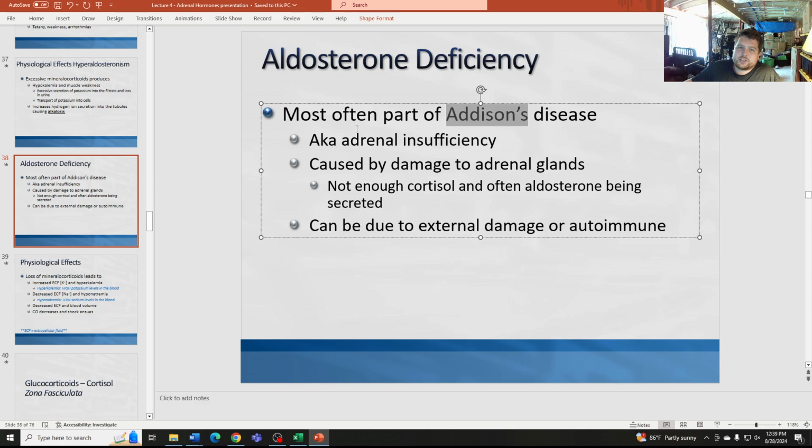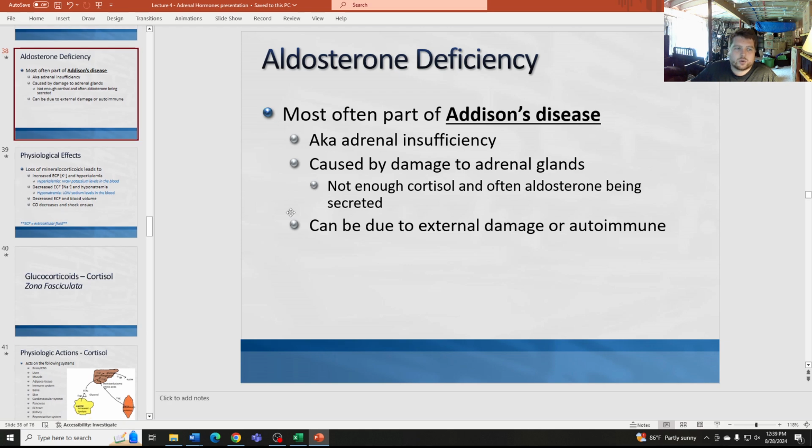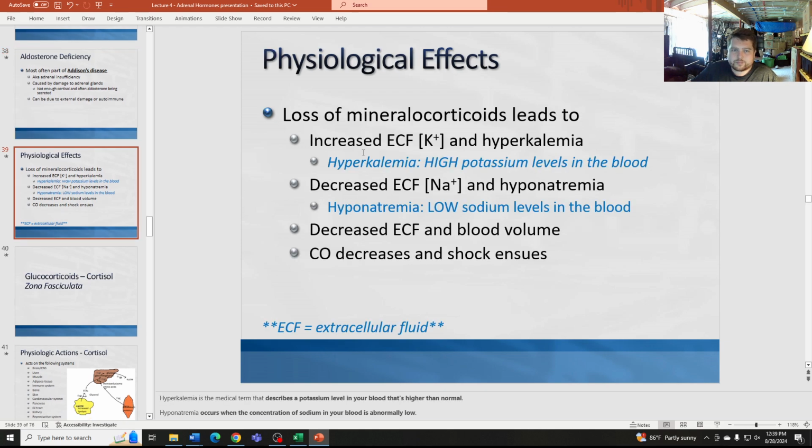But aldosterone deficiency, most often we see it as part of Addison's disease, which is also known as adrenal insufficiency. It's basically a hyposecretion of a good chunk of the adrenal cortex, caused by damage to the adrenal glands. So typically you get not enough cortisol and also not enough aldosterone being secreted. Again, it can be due to external damage or autoimmune conditions. We'll look more at Addison's disease towards the end of this lecture.